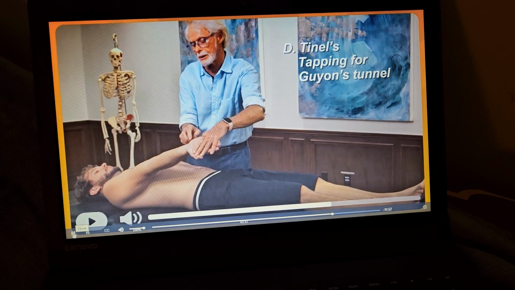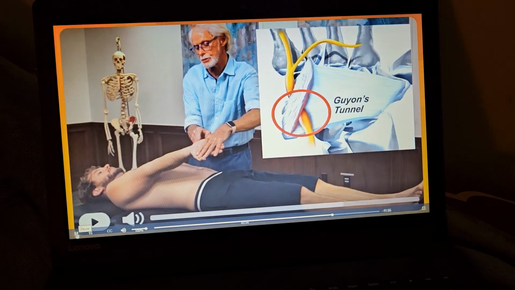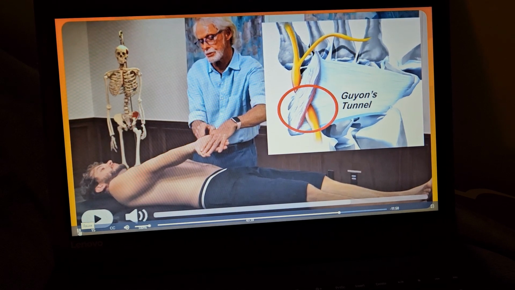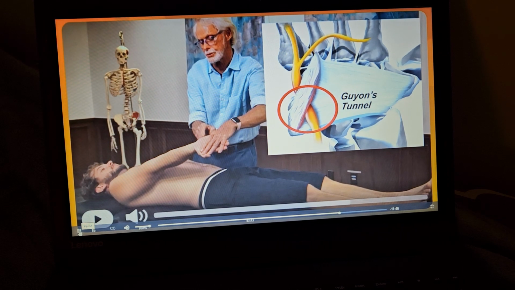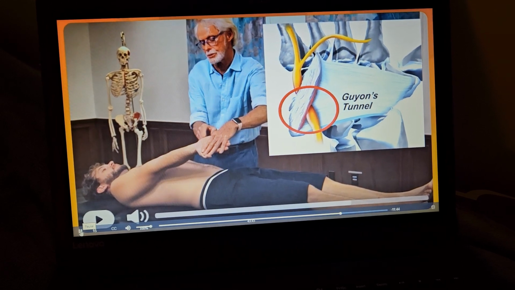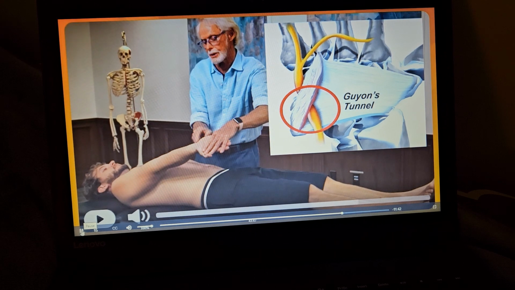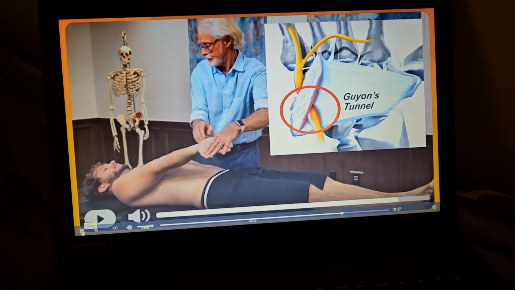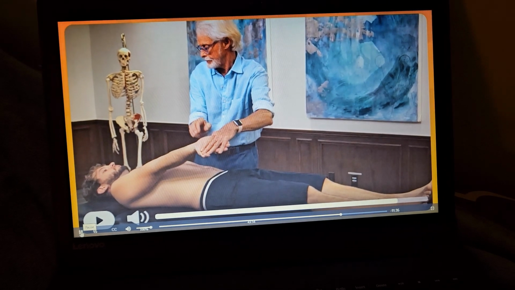Now we're going over to Guyon's tunnel, where we were talking about. Here's what it looks like. It's got a little bit of a piece of ligament over it, and when it gets trapped, where are you going to have the pain? Little finger, ring finger, maybe a little bit in the middle finger, but not much. So you just do a little bit of tapping over there. Tap, tap, tap, tap, tap, tap, tap, and check in with your client or patient.